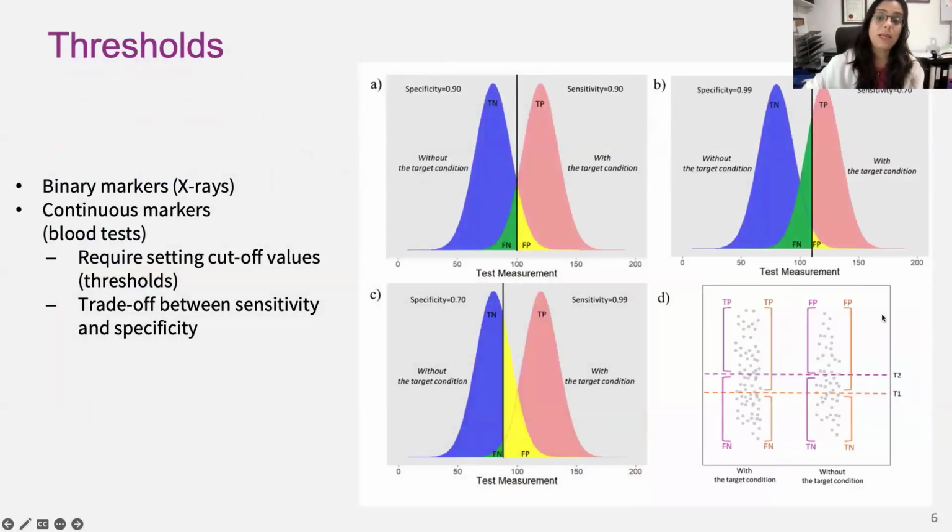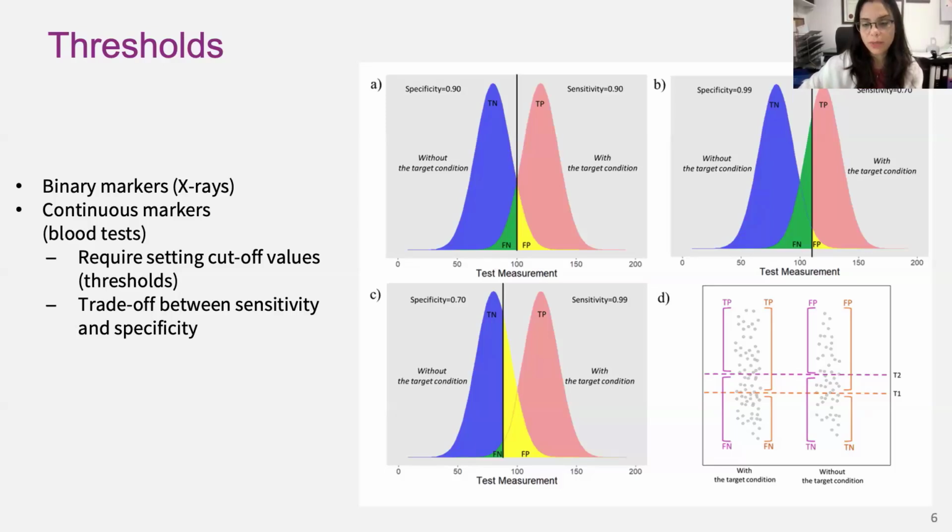Now, diagnostic tests may be binary markers, like X-rays, which directly indicate the presence or absence of the disease. But we often encounter diagnostic test accuracy studies with tests of continuous results, like blood tests, for example. And then the positive and negative test results are defined based on the threshold for test positivity. So if the threshold changes, then the sensitivity and specificity also change. And as the threshold is set at different points, there is a trade-off between sensitivity and specificity.